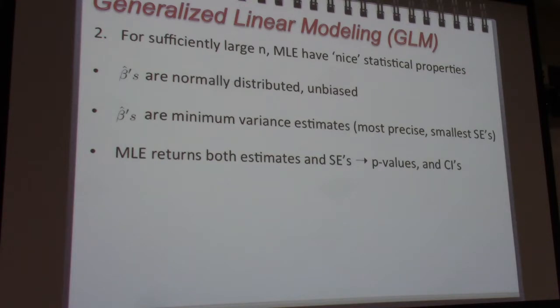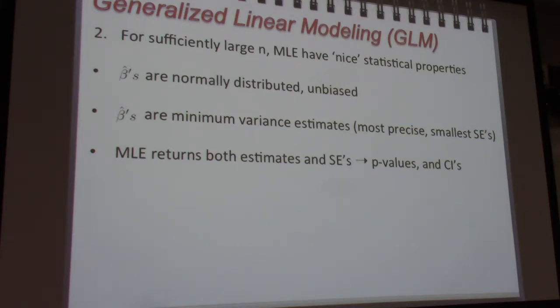For example, if our n is sufficiently large, our maximum likelihood estimates, our beta hats, have some nice statistical properties. Firstly, they're normally distributed, and they're unbiased. Also, they're what we call minimum variance estimates. So, in fact, of all the linear models that we could fit, these ones have the smallest standard errors. And that can be theoretically shown to be the case.